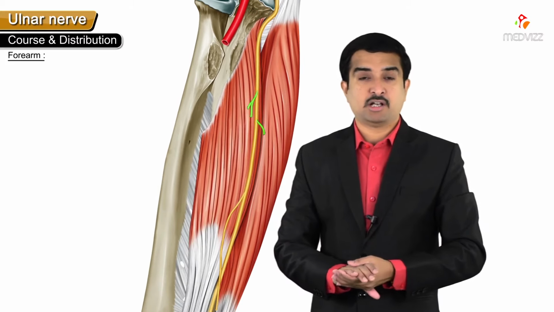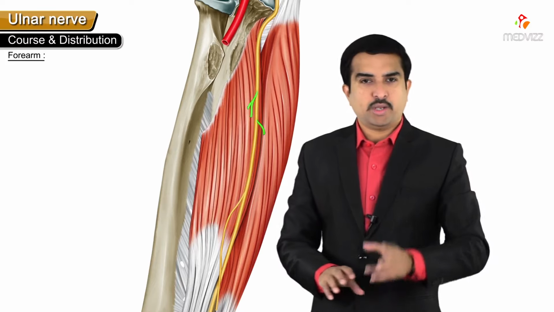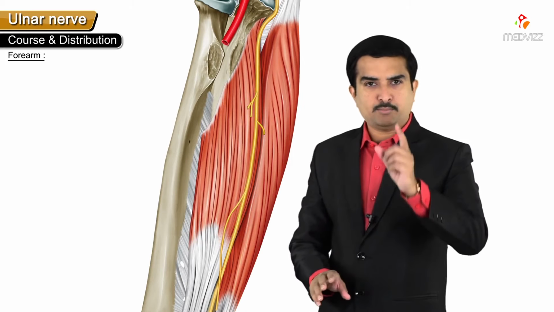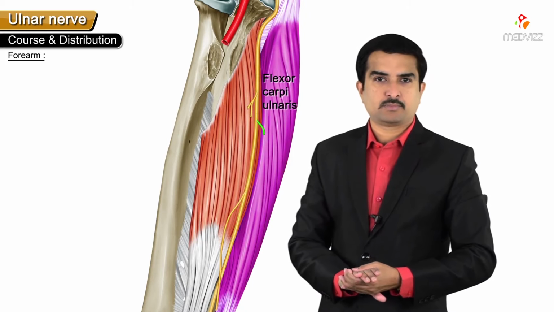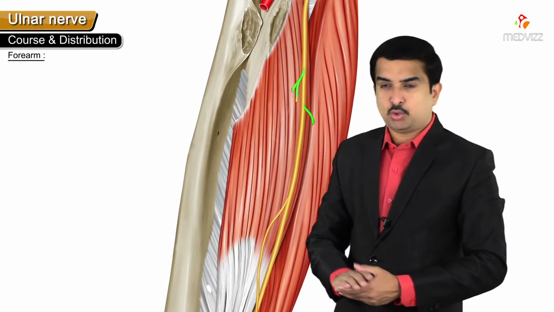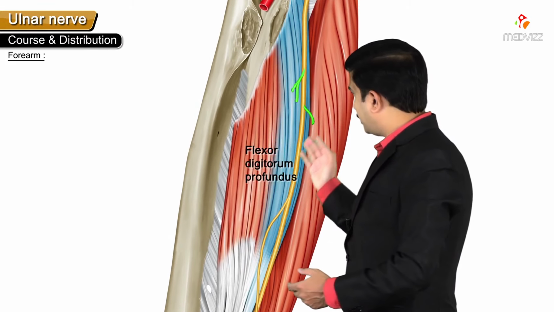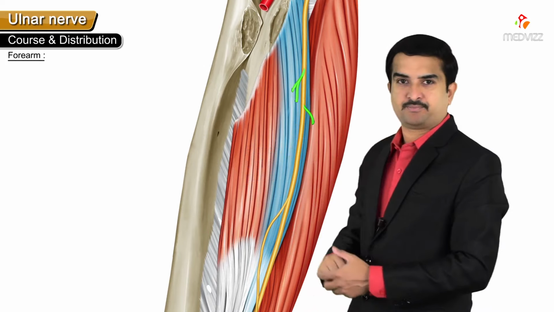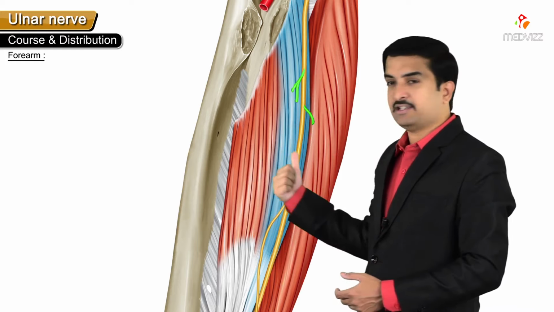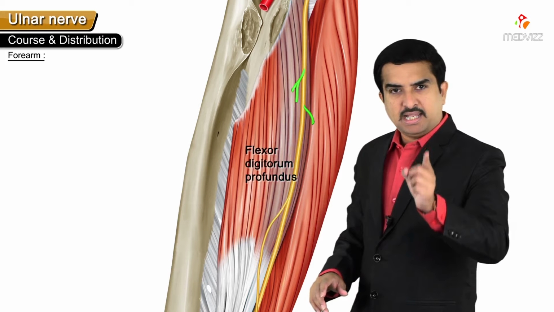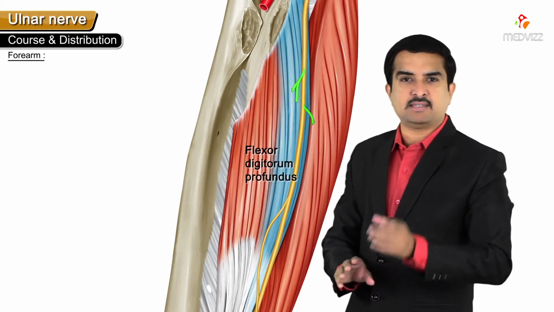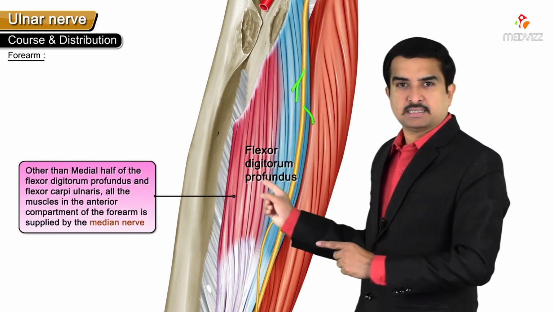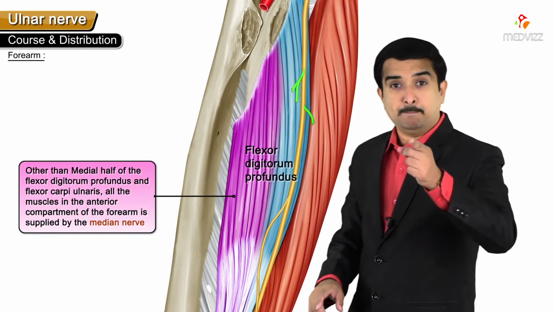Now let us talk about muscular branches. So it gives off two muscular branches in the forearm. One branch to the flexor carpi ulnaris and a second muscular branch to the medial half of the flexor digitorum profundus. Let us see the flexor digitorum profundus muscle here. It has a medial half and a lateral half. So the medial half of the flexor digitorum profundus is innervated by the ulnar nerve because the lateral half of the muscle is supplied by the median nerve.